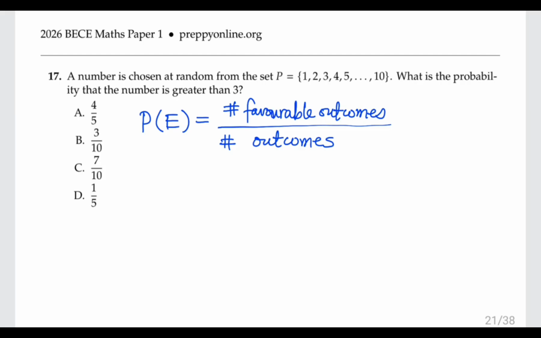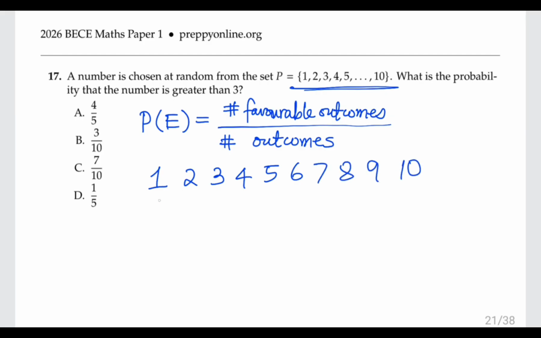That means that when we select a number at random from this set, the possible outcomes, or the possible values, are 1, 2, 3, 4, 5, 6, 7, 8, 9, 10. This is the set of possible outcomes, 10 possibilities. That means that the total number of possible outcomes is 10.